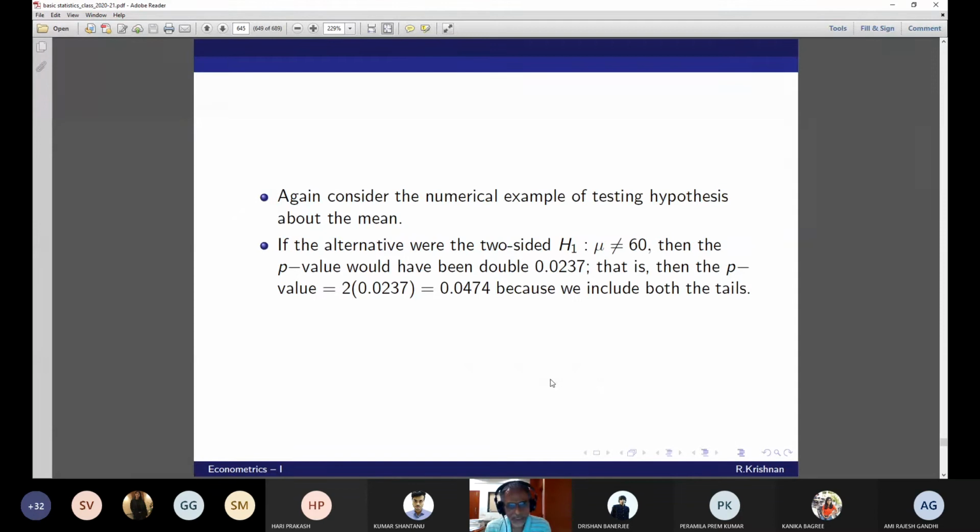Consider the numerical example of testing hypothesis about the mean. If the alternative is the two-sided hypothesis, mu not equal to 0, that was only one-sided. What will happen now? The p-value would have been doubled. 0.0237 doubled, the p-value would be 0.047, because now we include both the tails. If mu is not equal to 60, it could be 65 or 55. So we simply double the p-value and we include both the tails. So this is called a two-tail test. That was the one-tail test. This is a two-tail test or two-sided test. We include both the tails cut off by the p-value.